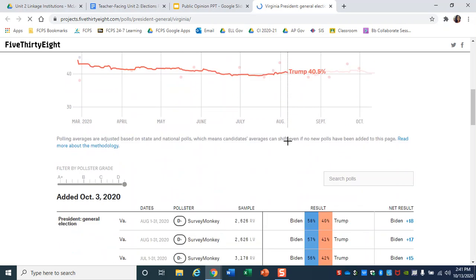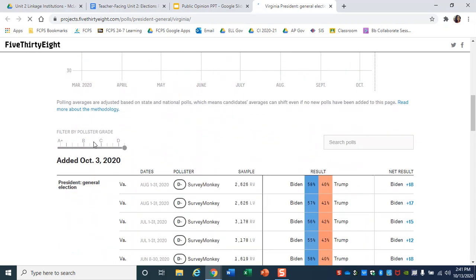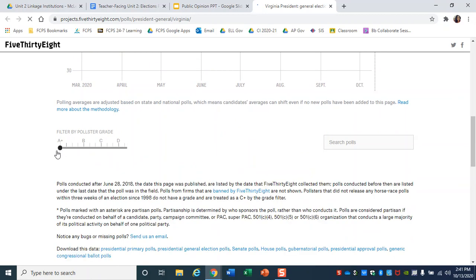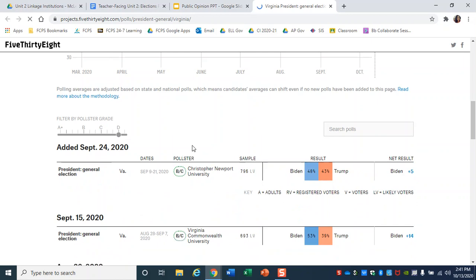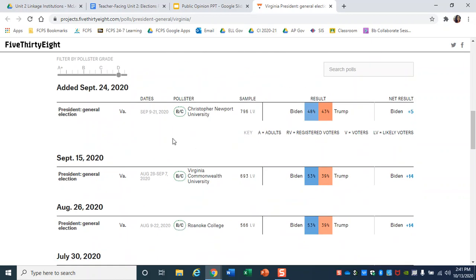I love 538 because it also grades each pollster by how accurate they are. You can filter by that. It also tells you who is likely to show up. So for example, who was polled, I'm sorry. If it's just an A, that's just adults. You don't know if they're registered. You don't know if they're actually going to vote.